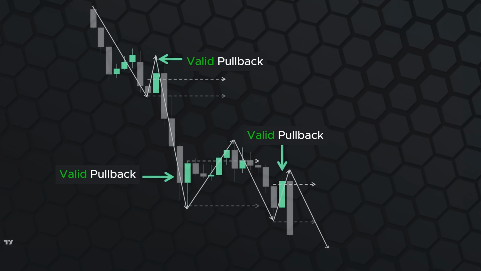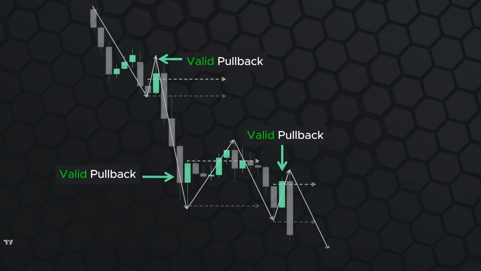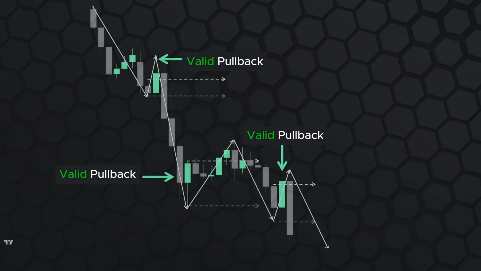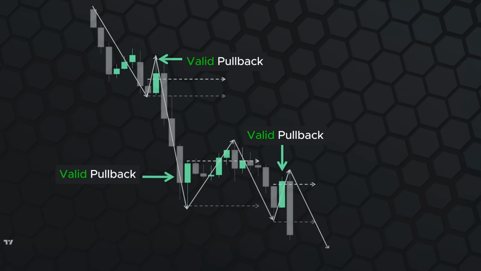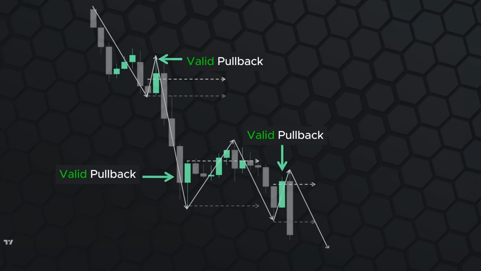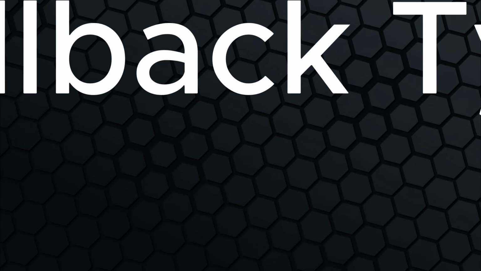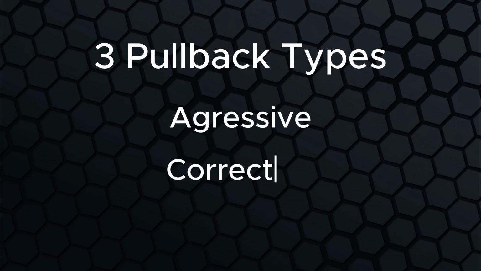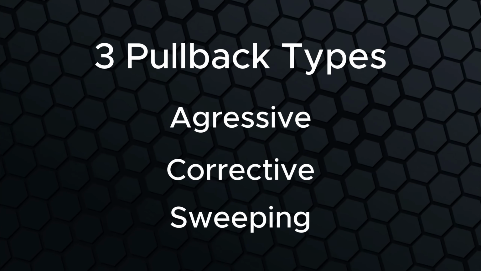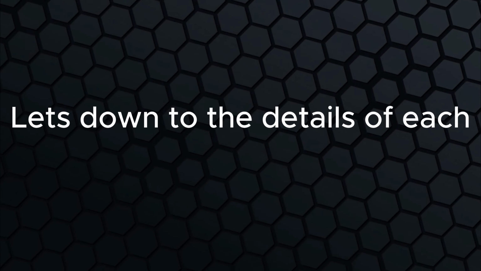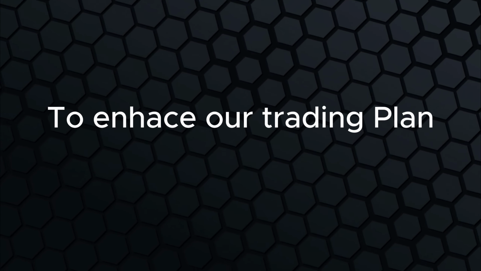previous candle. Having covered the basic concepts of pullbacks in the first part of this video, we now possess the ability to identify valid pullbacks in the market. In the second part, we will delve into advanced concepts of pullbacks, including various pullback types that traders may encounter in the market, as well as trading strategies associated with pullbacks. Pullbacks can be categorized into 3 distinct models: aggressive, corrective, and sweeping. Now, let's delve into the details of each type of pullback and explore how we can use them to enhance the systematic nature of our trading plan.